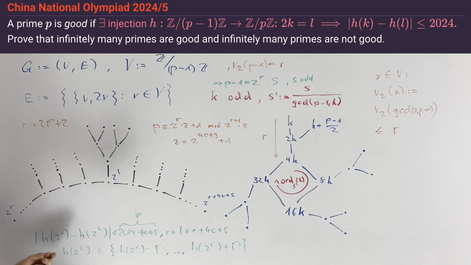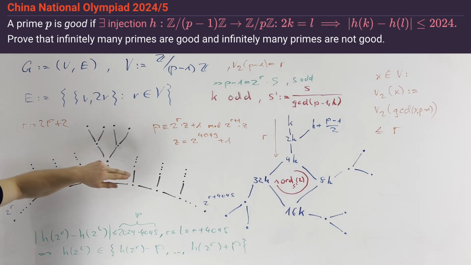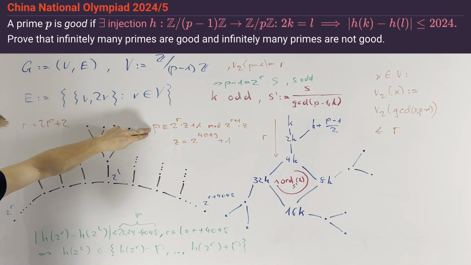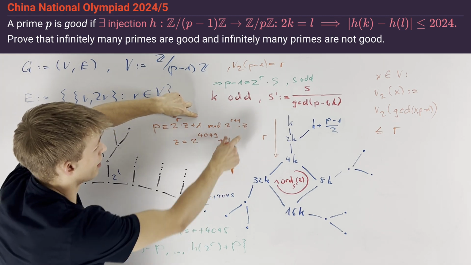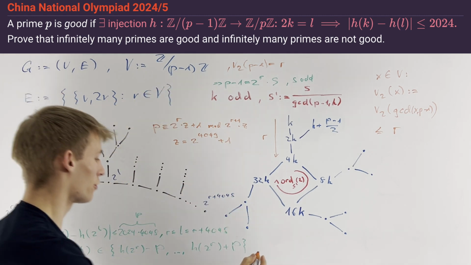And thus, it is left to show that we can find infinitely many such prime numbers p. But this directly follows from Dirichlet's theorem, since these two numbers here are coprime. And therefore, we are done.